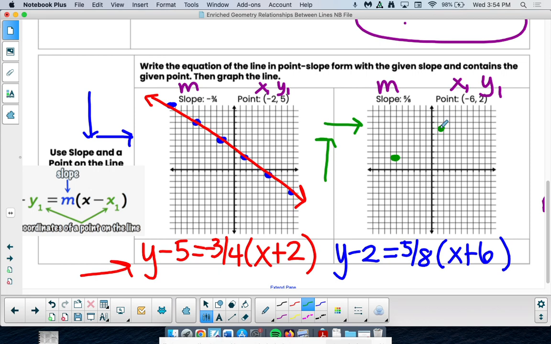Just 2 points. So now, again, to finish off, connect your points. Make sure you have arrows at the end of your lines, and there you go. And you can always double check, right? My slope's positive 5/8. Is my line going in a positive manner? It sure is. Everything looks to check out. All right, flip it over for me.